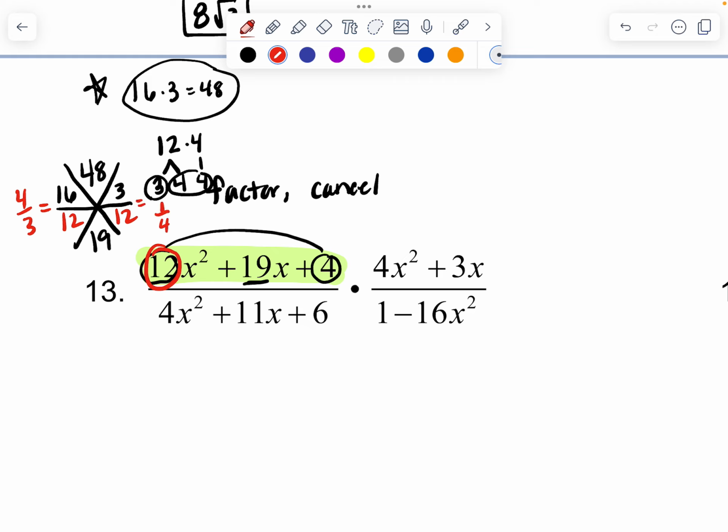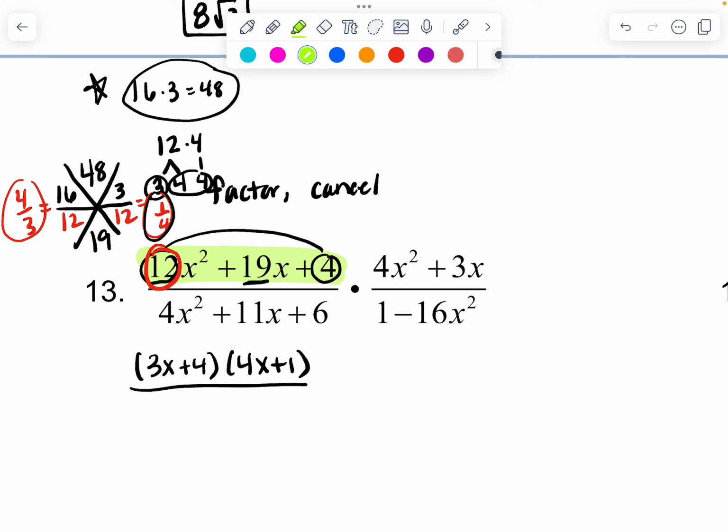So when I do bottoms up on these guys, take that bottom and move it up, I'm going to go ahead and get 3x plus 4. And this guy right here, the 1/4, is going to give me 4x plus 1. That's super gross. Okay, let's look at the other one, though.